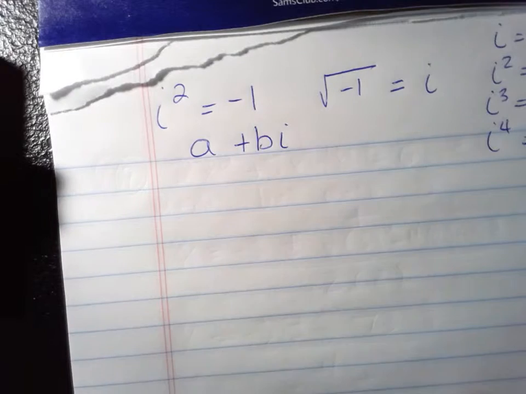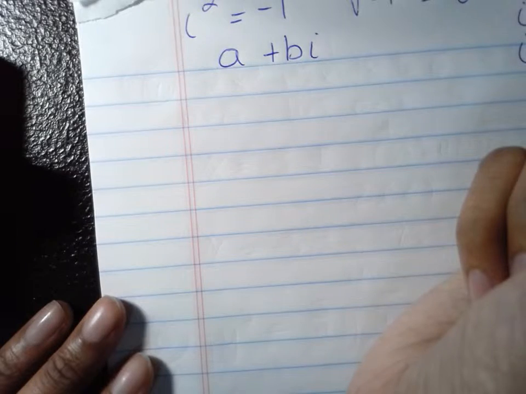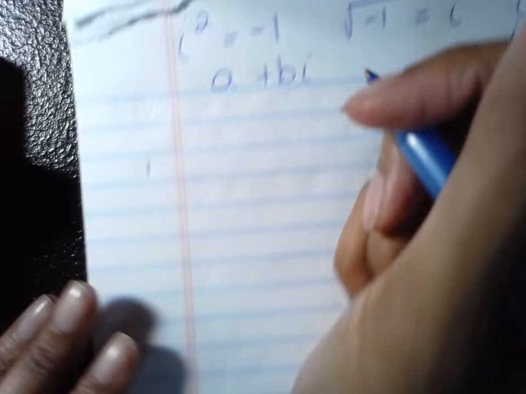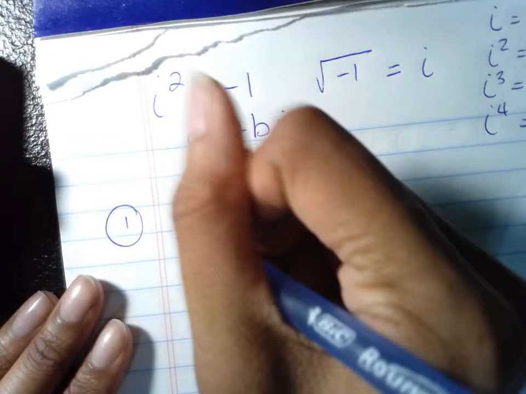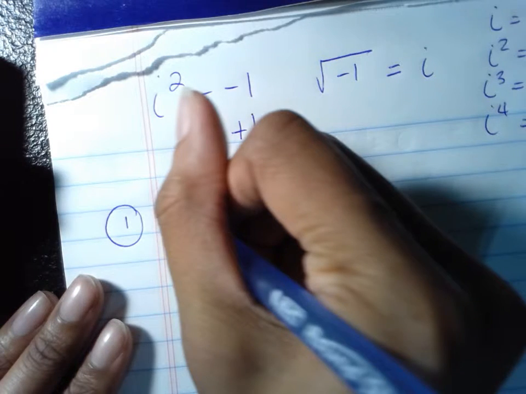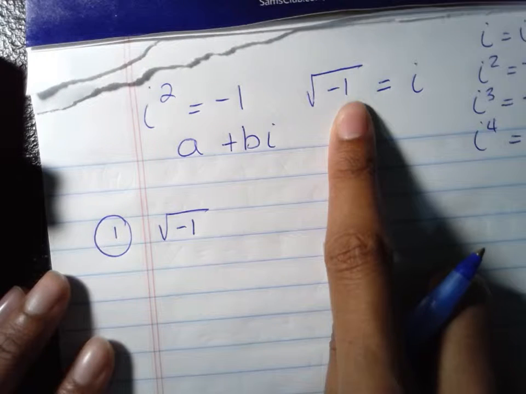Alright, so let's go over the problems on 7a. So number 1, it's asking what is the square root of -1? Pretty much on your notes, square root of -1 is i.